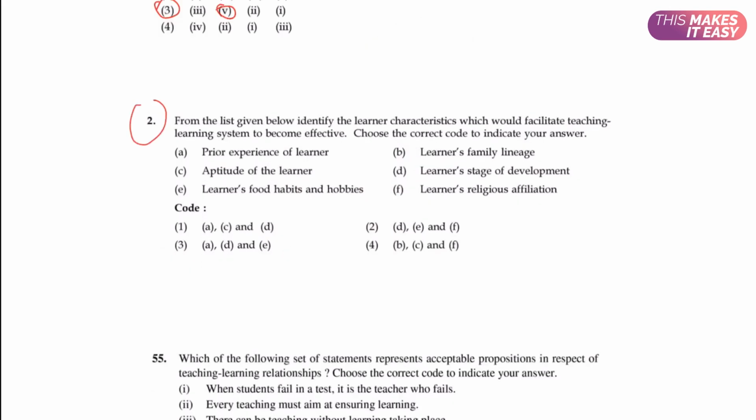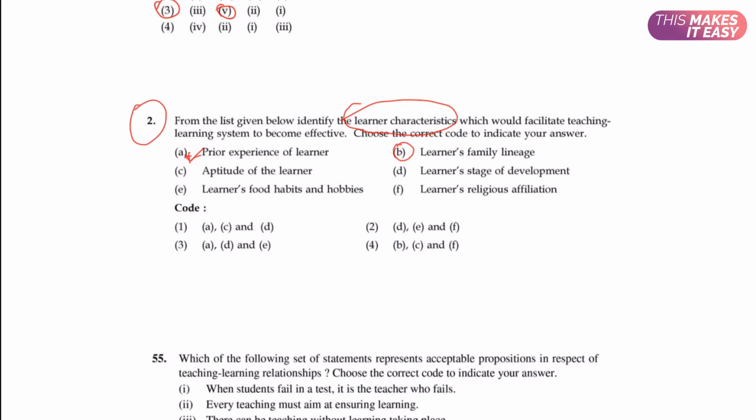This is the question from 2017 November. The question says that from the list given below, identify the learner characteristics. Here again, it is characteristics of learner which would facilitate the teaching learning system to become effective. Choose the correct code to indicate your answer. Prior experience of learner, that's correct. Similar kinds of questions are repeating in teaching aptitude across the time. That is one thing I am noticing for a long time. That's why I told you before. This is correct. We are not knocking out any options because of this.